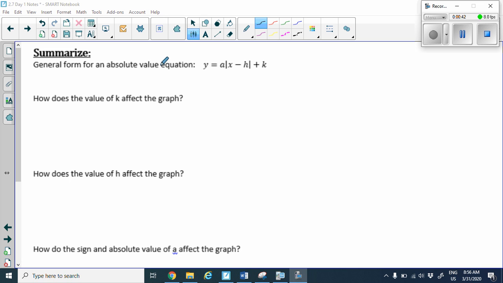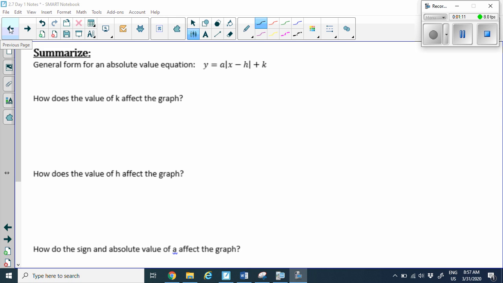So the general form of an absolute value equation is y equals a times the absolute value of x minus h plus k. Now remember, when we did this in part one and we were talking about the transformations or our observations of the graphs, the a value was in front. We had a number inside the absolute value, that's going to be our h, and then the k represents anything that is outside. So how does the value of k affect the graph?